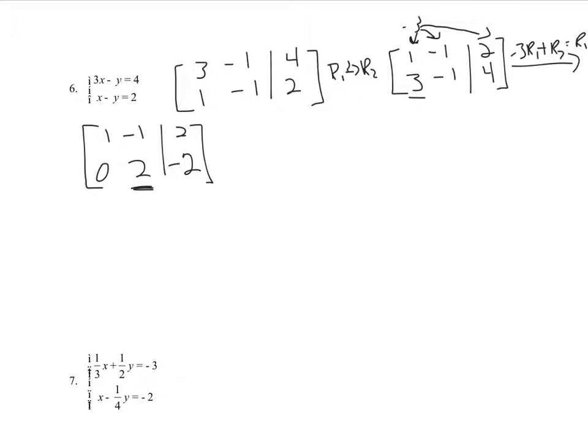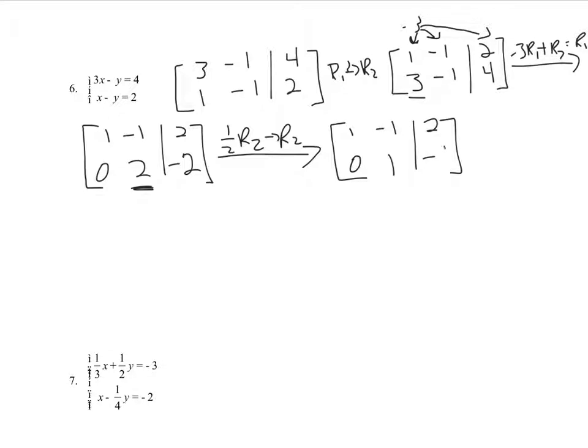This 2 needs to turn into a 1. Do you remember how to make that happen? If I want to turn a number into 1, multiply by the reciprocal. So 1/2 row 2 will become my new row 2. 1, negative 1, 2, still on the top row. Bottom row, 0 times 1/2 is still 0. 2 times 1/2 is 1. And negative 2 times 1/2 is a negative 1. Almost there. All I have to do now is add row 1 and row 2 to get my new row 1.